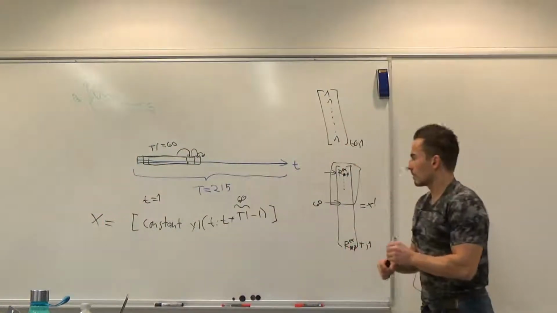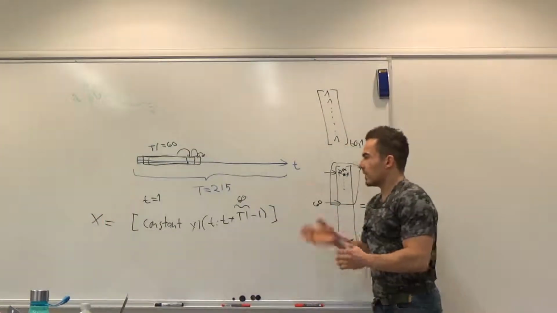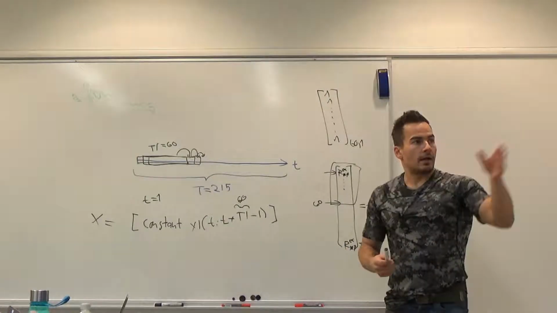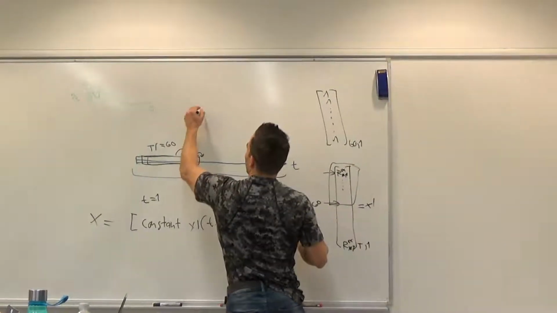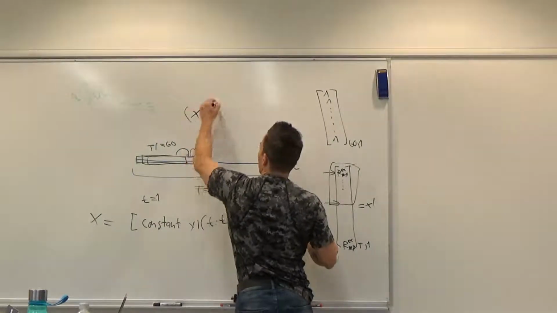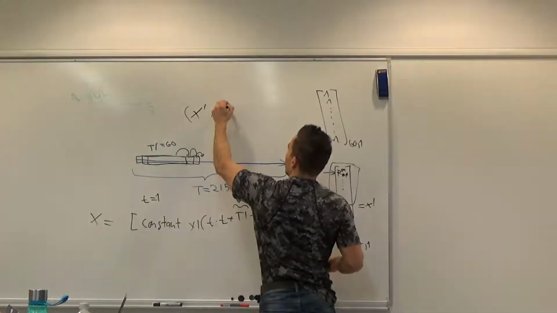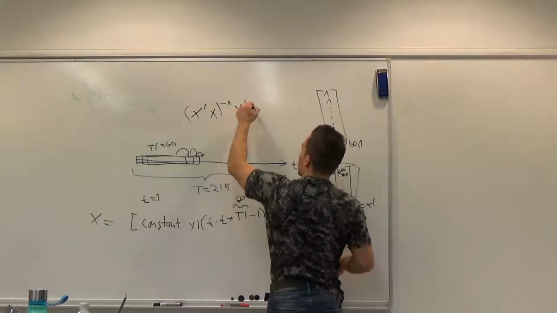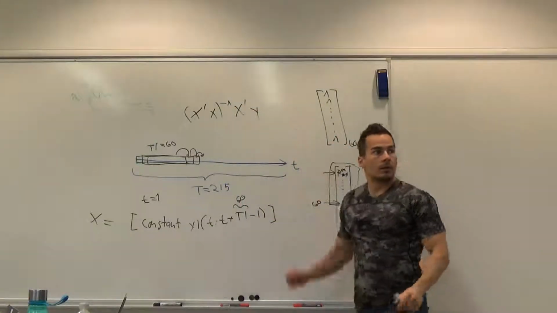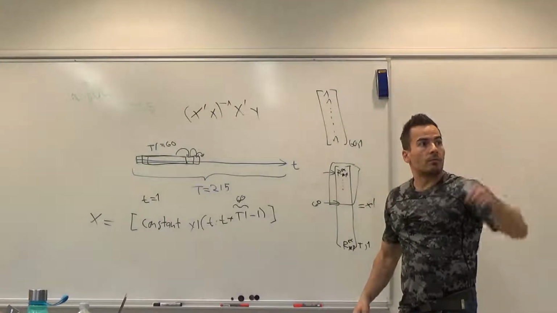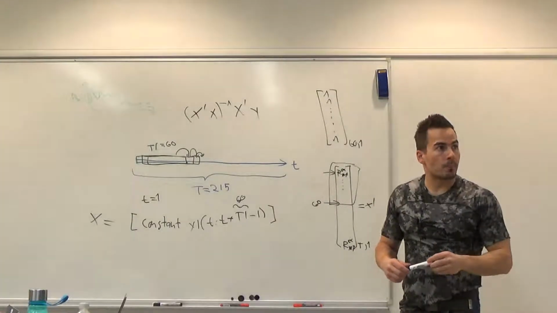So that's it. And then everything you see in the code is just this simple formula: X transpose X, inverted, times X transpose times Y, which is of course the excess returns of the first stock.